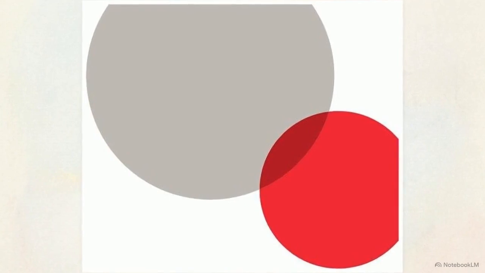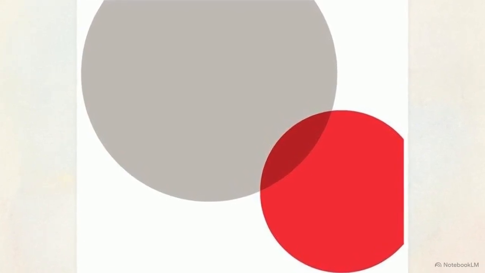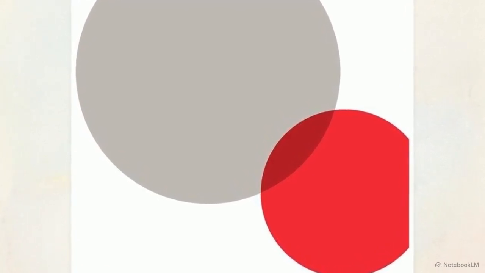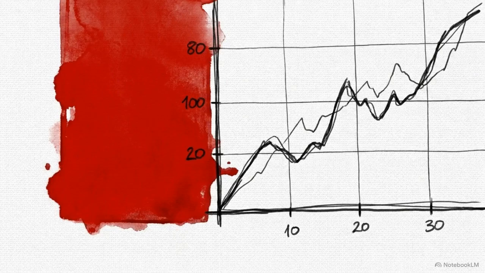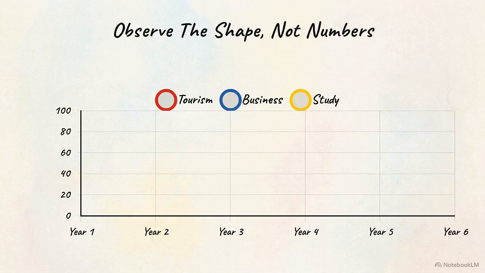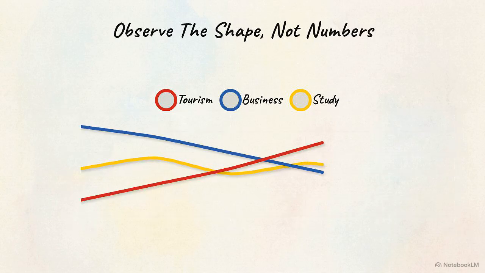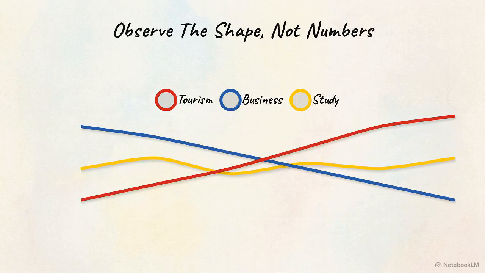This line chart shows the percentage of the population traveling abroad for holidays between 2002 and 2012. Step 1 is the no numbers rule. We completely hide the vertical scale on the left. Hiding the scale stops your brain from trying to calculate percentages. It forces you to rely entirely on visual observation and look at the actual shape of the lines.